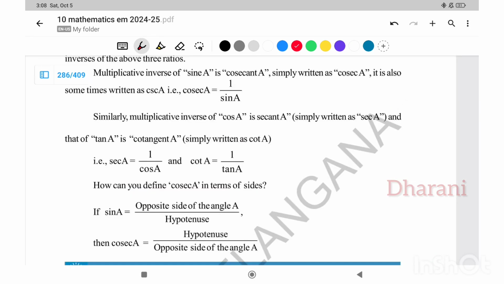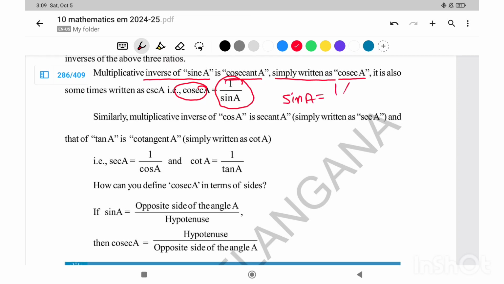Here are other trigonometric ratios, which are the inverses. For example, the inverse of sin A is cosecant A. Simply it's written as cosec A, which means cosec A is equal to 1 by sin A. Also sin A is equal to 1 by cosec A. This means sin A into cosec A equals 1.